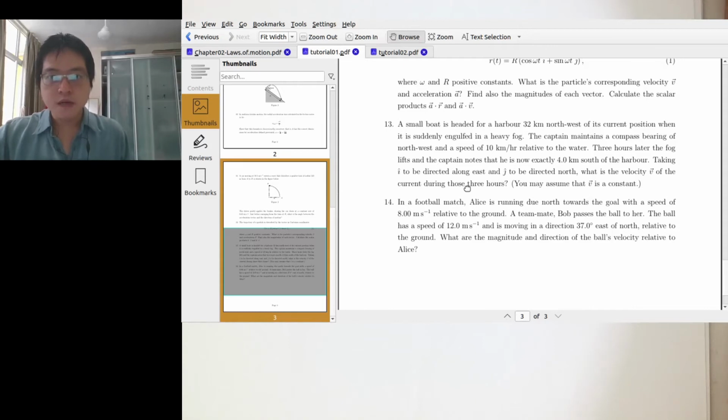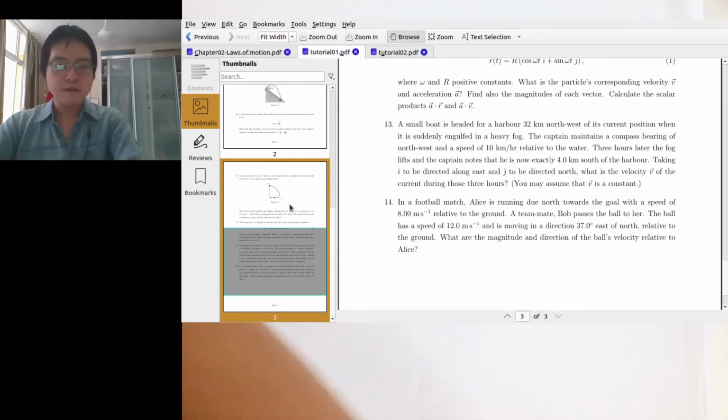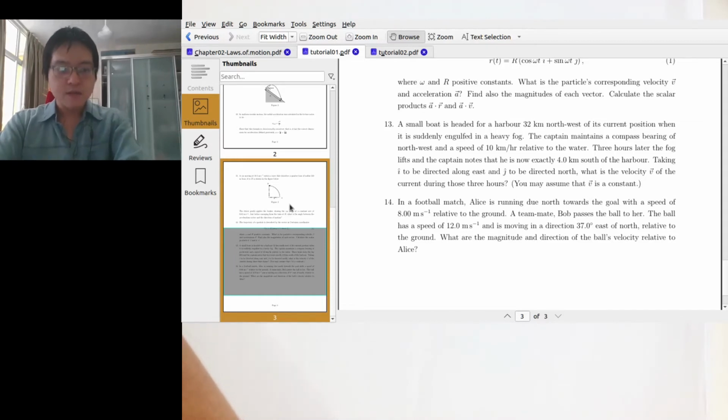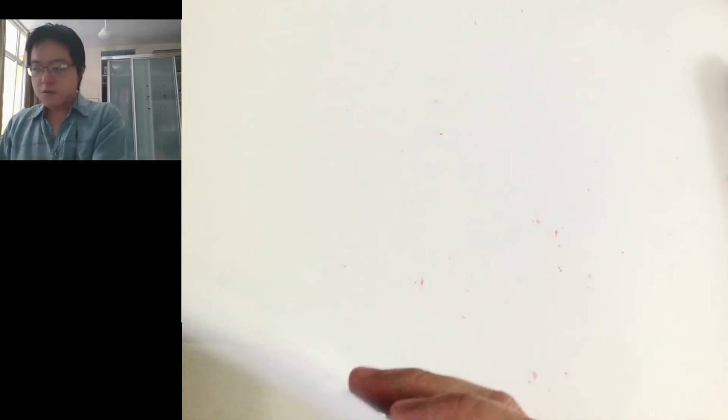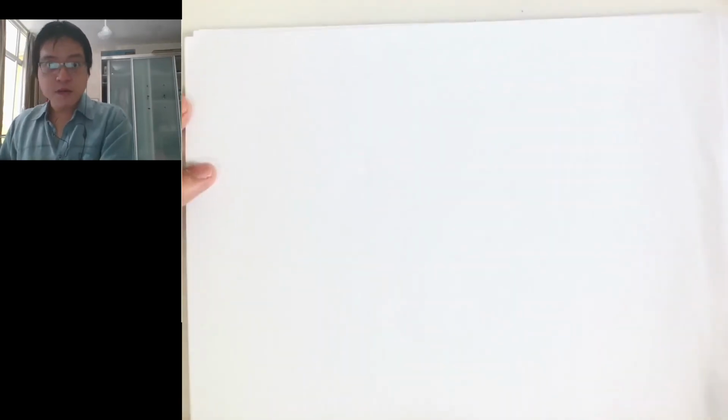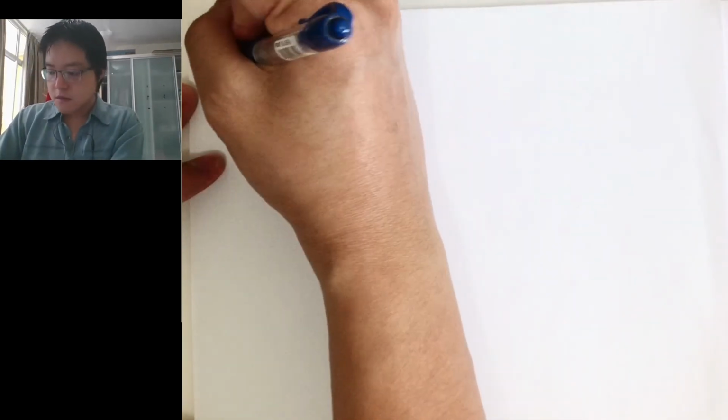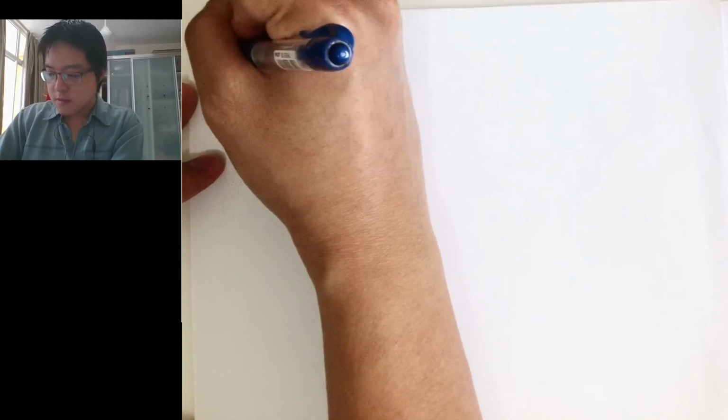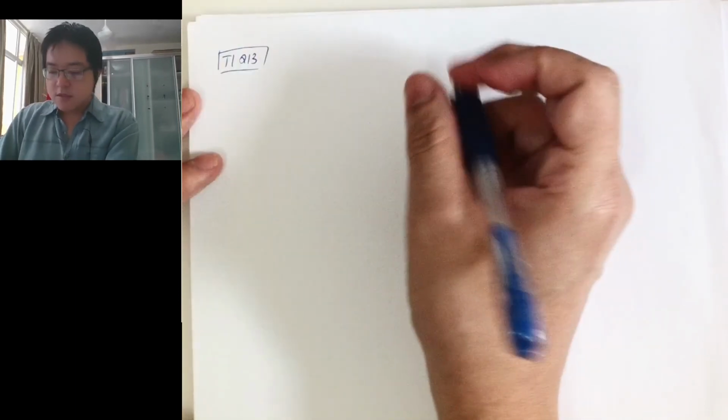So take the usual vector components. We want to find the velocity of the water current. So let's try to solve this problem. Let me go to full screen like that, take this thing down. So we are doing tutorial 1, question 13.